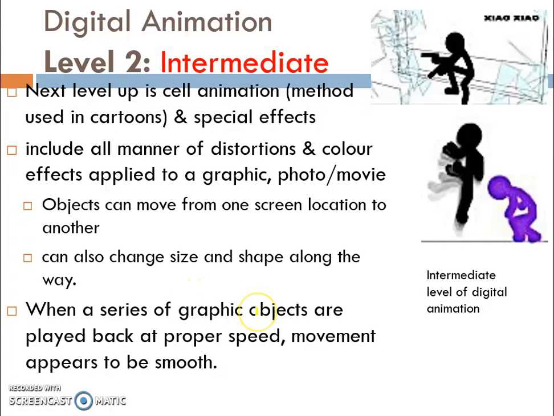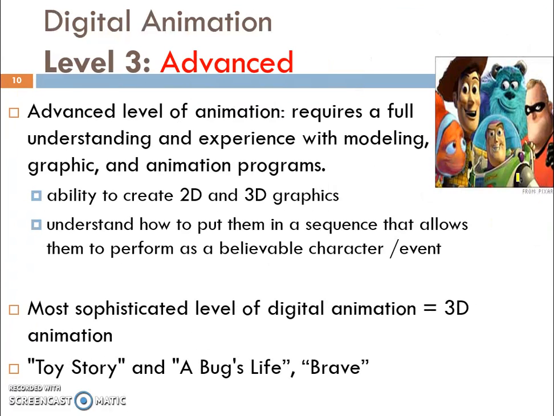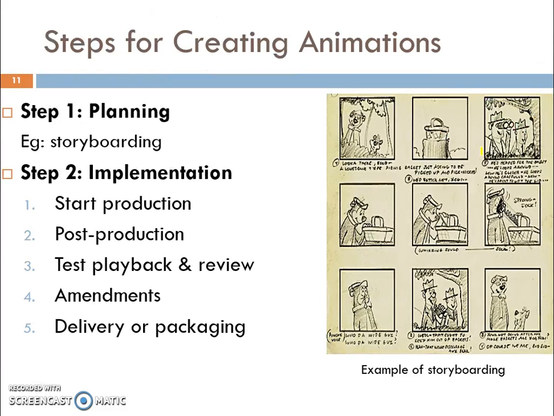When a series of graphic objects are played back at the proper speed, the movement appears to be smooth, like this one. This is at the intermediate level. At the advanced level, it requires modeling, graphics, and 2D and 3D graphics. It is the most sophisticated level of digital animation. These are samples of Toy Story animation.